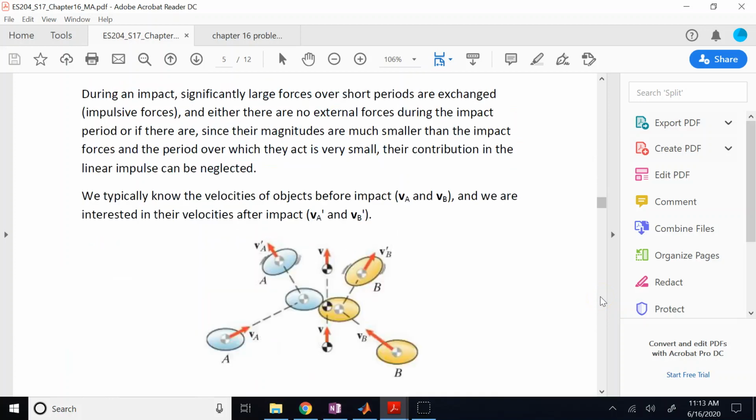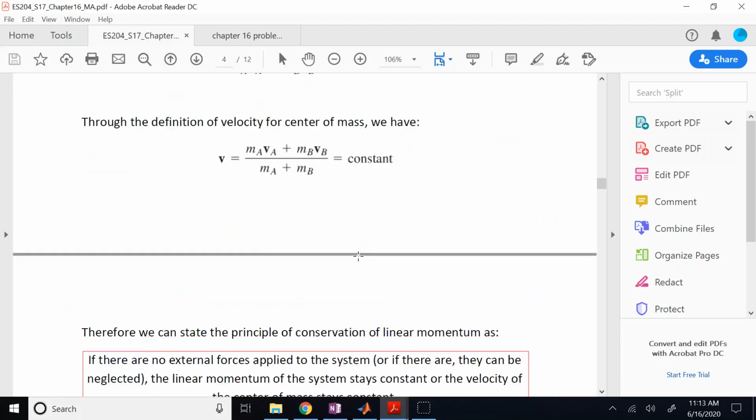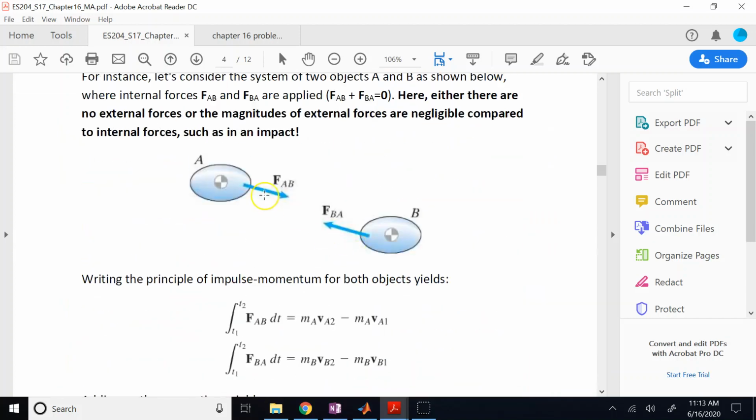So here we have these two particles, and they hit each other. And when they hit each other, what happens? They exchange these internal forces, right? So this FAB or FBA is the impact force that these two particles apply to each other.